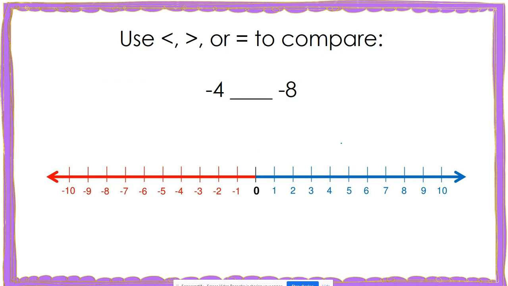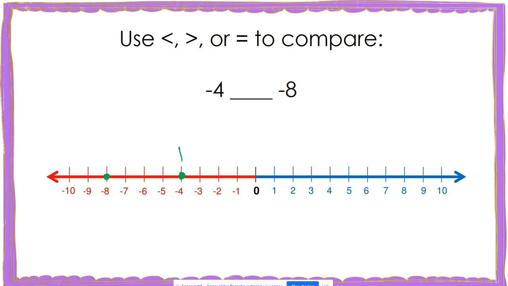Now let's use the less than, greater than, or equal sign to compare some numbers. This says -4 compared to -8. To be able to compare these, I should plot them on the number line. So I'm going to start at 0, and I'm going to move left 4 units to get to -4. Then I'm going to go back to 0, and I'm going to plot -8 by moving left 8 units and finding -8.